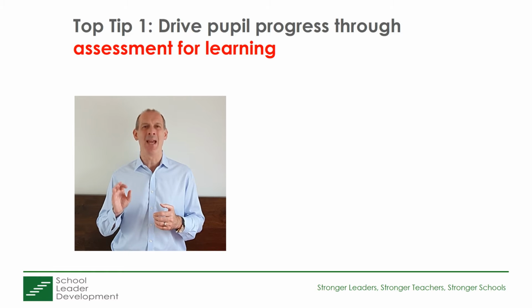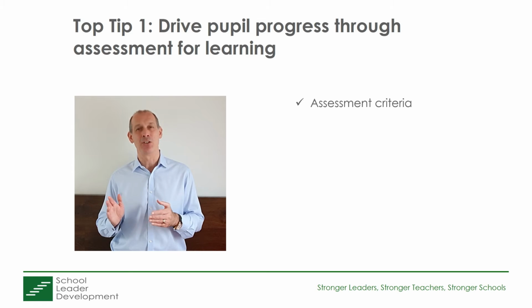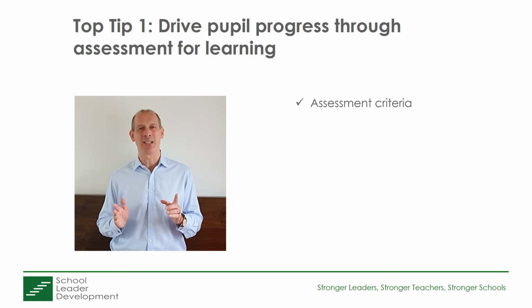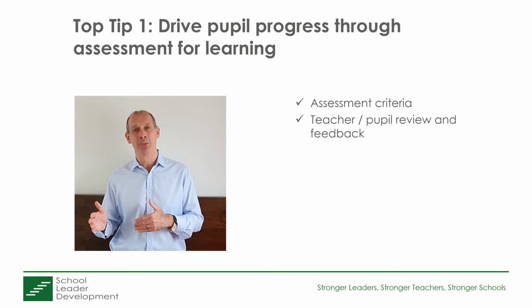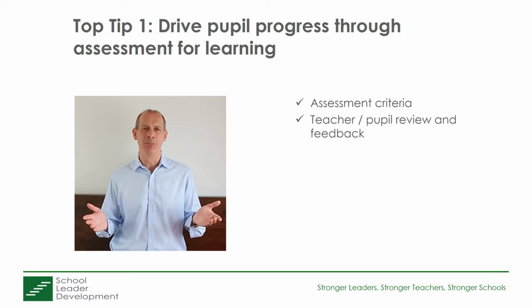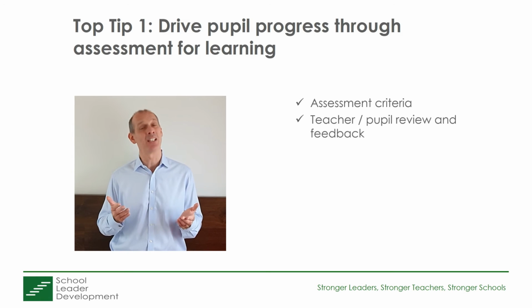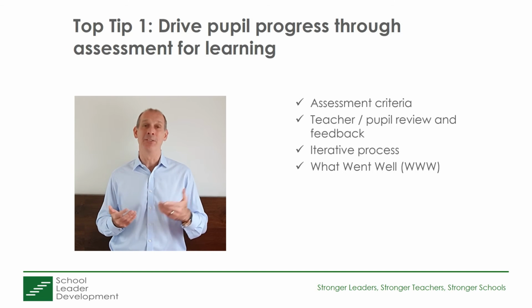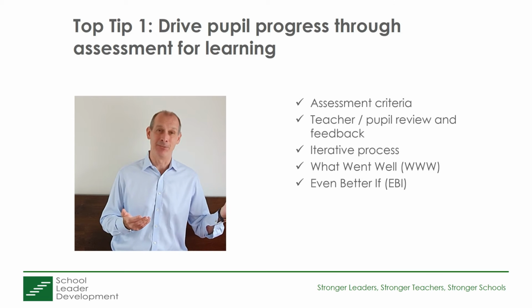First, you need some explicit assessment criteria in place. Without this, neither the students nor you will know what the criteria for success is. Then, with each activity, there is a review between the teacher and the pupil to assess how much has been successfully learnt. This is what's known as an iterative process, going back and forth in an ever upward spiral of learning, asking what went well, and going forward, even better if.